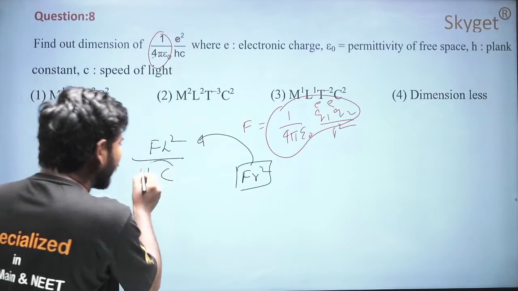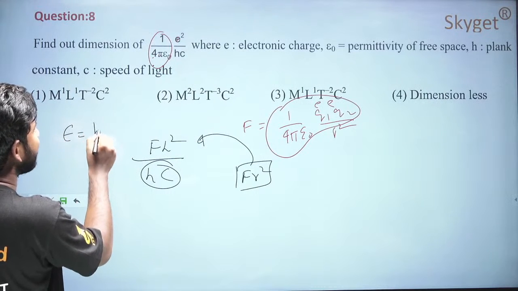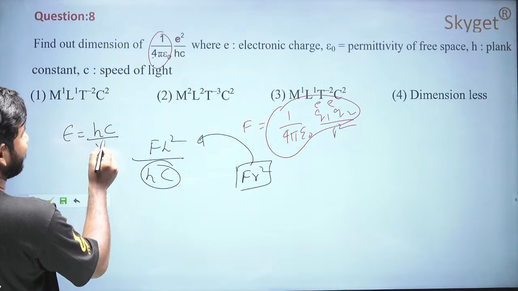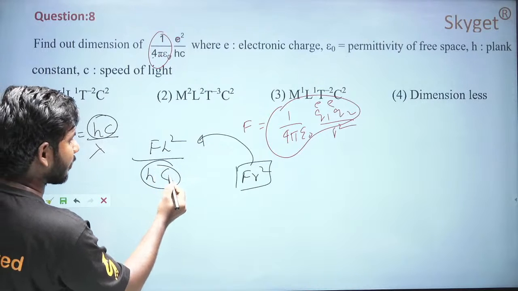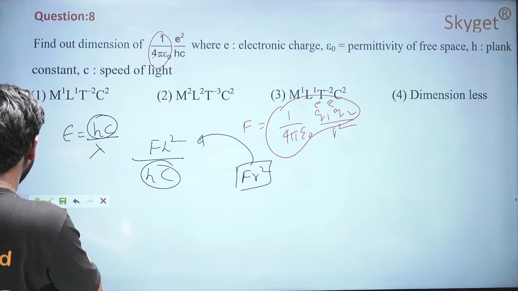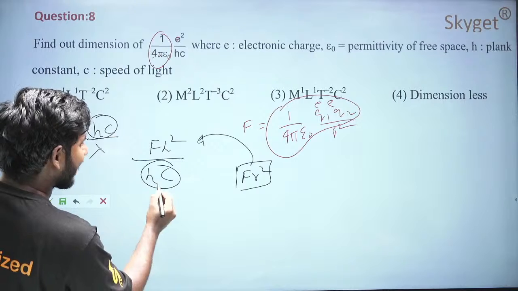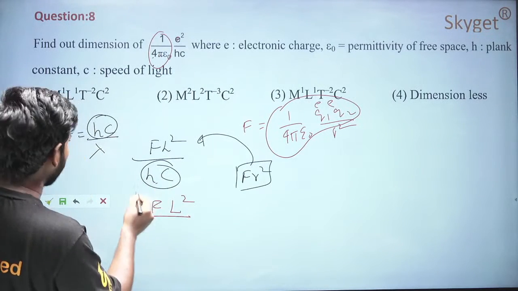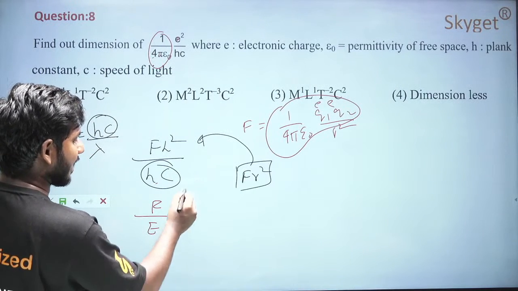So force into L square by Hc. Hc is nothing but, you might have seen a formula containing Hc, that is energy is equal to Hc by lambda. So then Hc can be written as E lambda, energy into lambda. So this is F L square divided by energy into lambda. Lambda is L. So L gets cancelled.